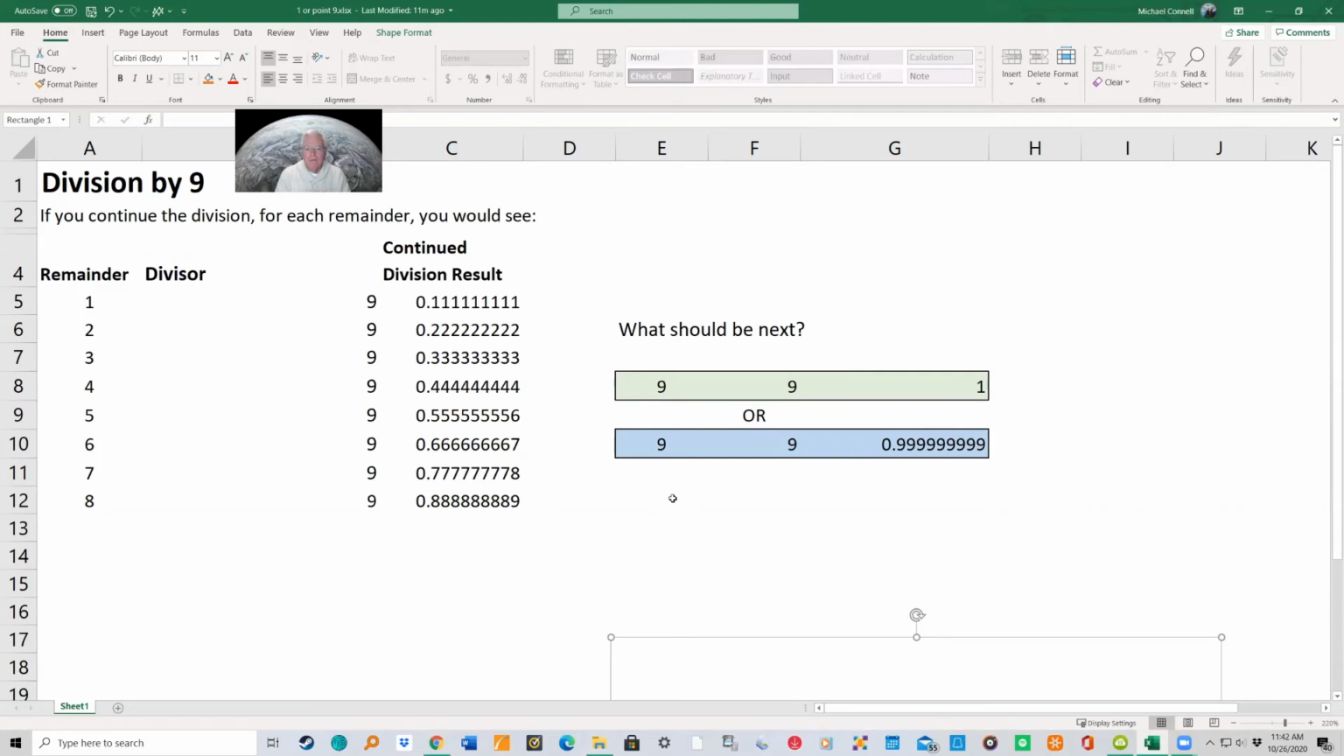So in your discussion, I want you to first make up your mind whether you are going to go for Team Green or Team Blue here in terms of what you think the remainder of 9 should give you. Is it going to be 1? 9 divided by 9 giving you 1, or do you think 9 divided by 9 is going to be 0.9 repeated forever?